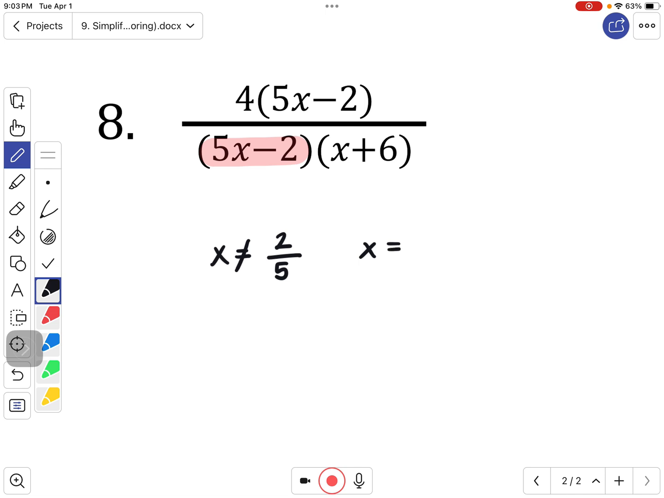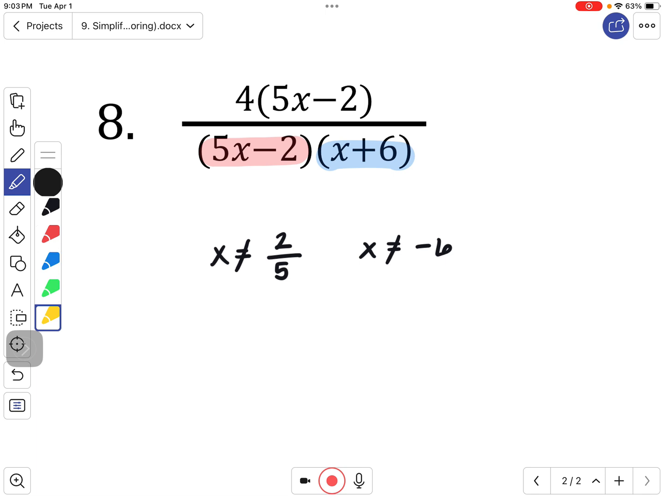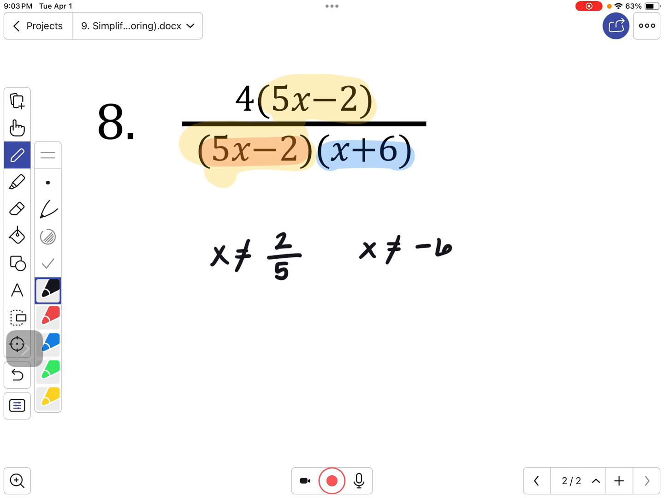This one, I'm going to say x cannot equal, and I'm looking at this one right here, so it's a positive 6. No, it's going to be the opposite. It's going to be a negative 6. And now I'm going to look and see, is there anything on the top and the bottom I can cancel out? So this is on the top, this is on the bottom, so this and this can be canceled out. So now what's left on the top is that 4, and then what's left on the bottom that I haven't crossed off is the x plus 6.